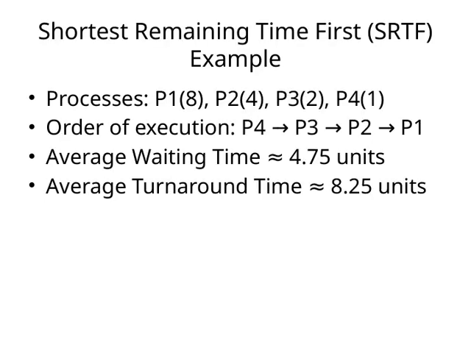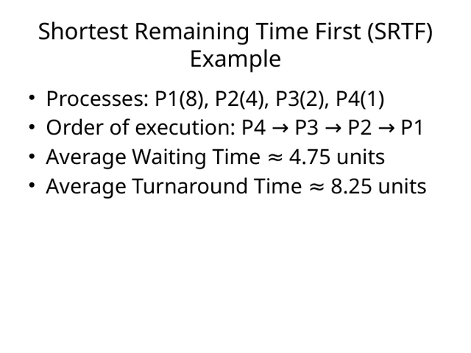Let's take a look at this example of the shortest remaining time first, or SRTF, scheduling algorithm. We have 4 processes here: P1 with a burst time of 8, P2 with 4, P3 with 2, and P4 with just 1. Now, the key idea with SRTF is that at any given moment, we select the process with the shortest remaining time to execute next.